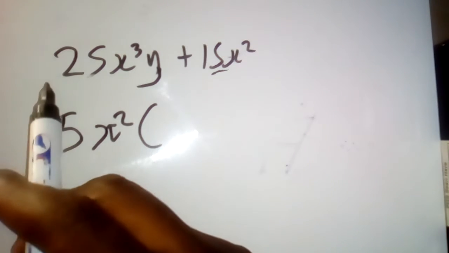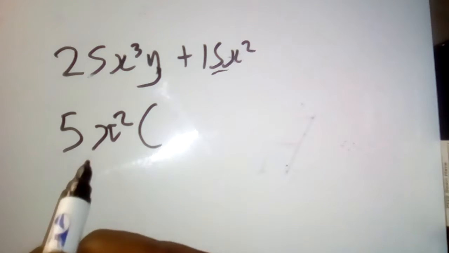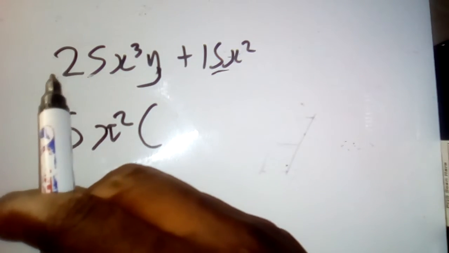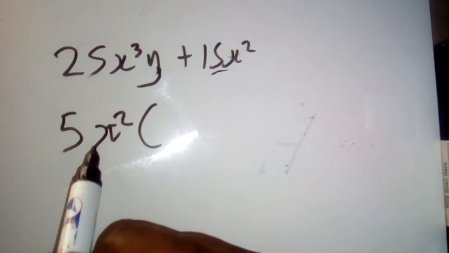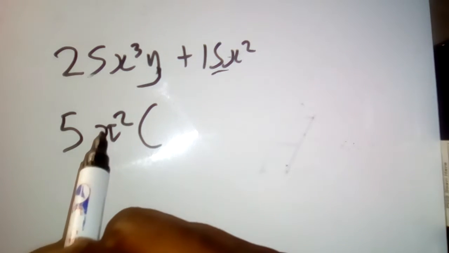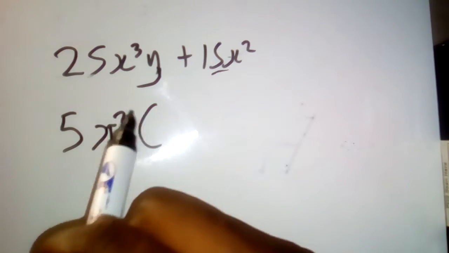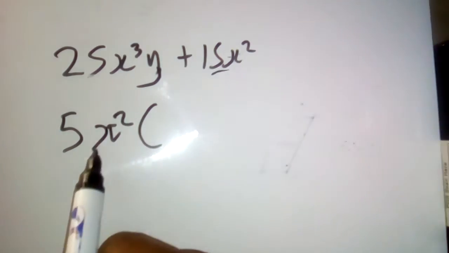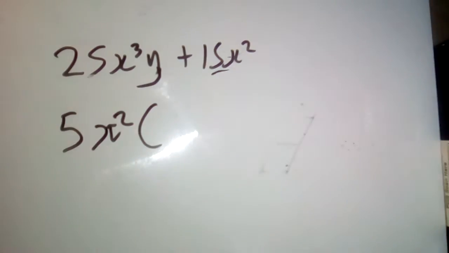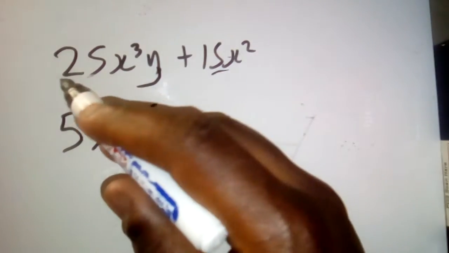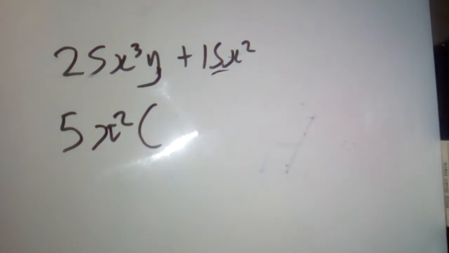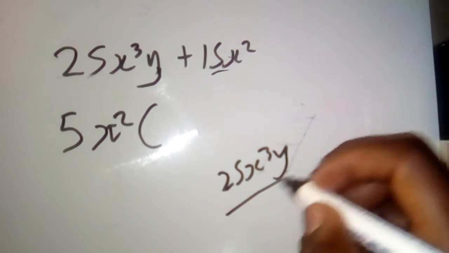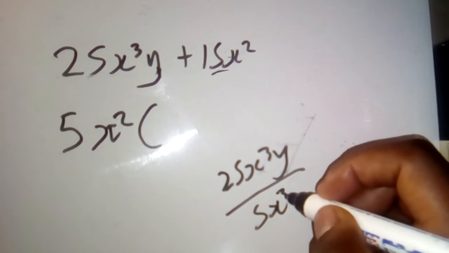So the highest common factor is 5x squared. After picking the highest common factor, you actually divide all terms. You divide this term by the factor. When you're done, you also divide this term by the factor. If there are 3 of them, then you'll divide this by the factor, then this by the factor, then the third one by the factor. Here there's only 2, right? So we're going to say this whole term divided by the factor. So we're going to say 25x cubed y divided by 5x squared, right?